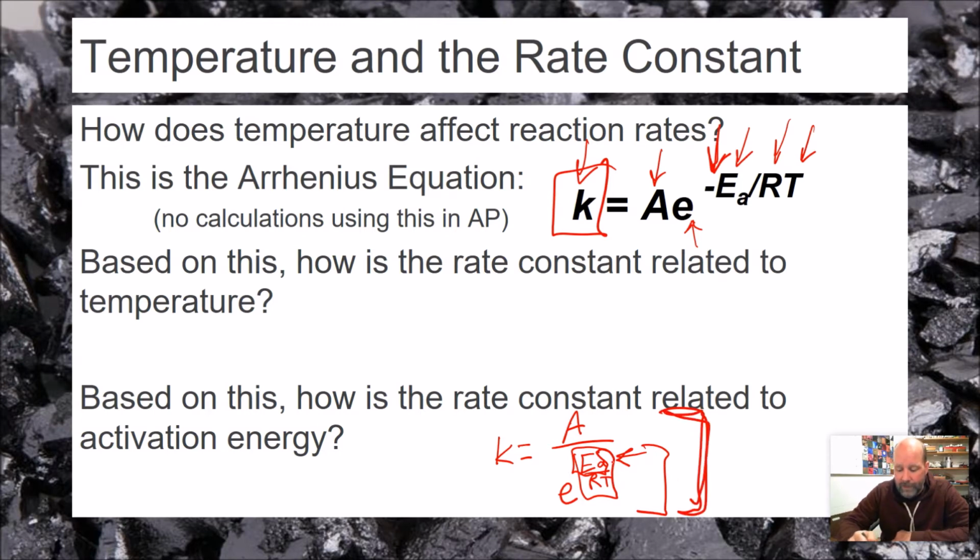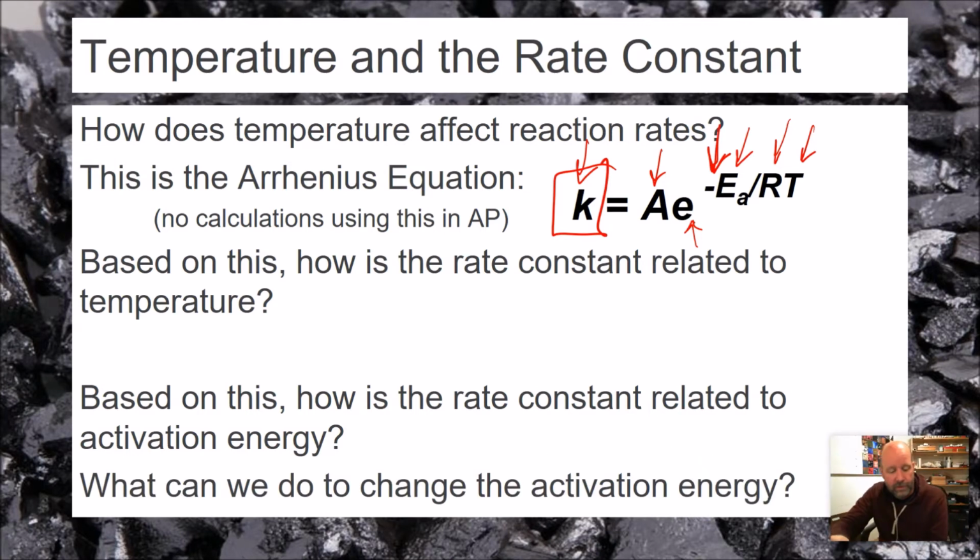So if activation energy goes up, then the K goes down, which should make sense because it's harder to get over that hump. It's harder to make that reaction happen. It's harder to form that activated complex. That's going to make the reaction slower. So increasing the activation energy would make it slower. Decreasing the activation energy will make it faster.